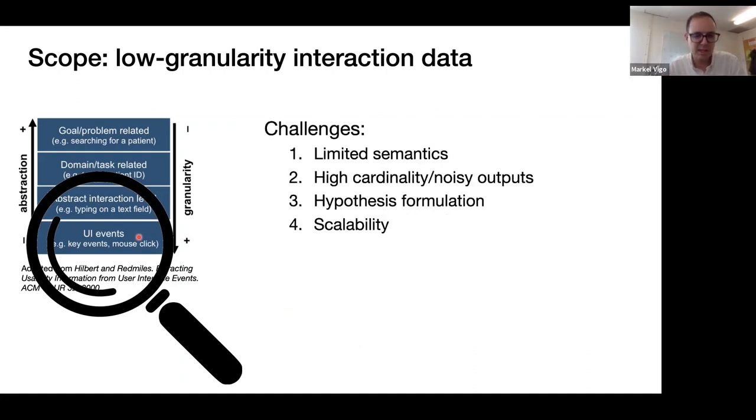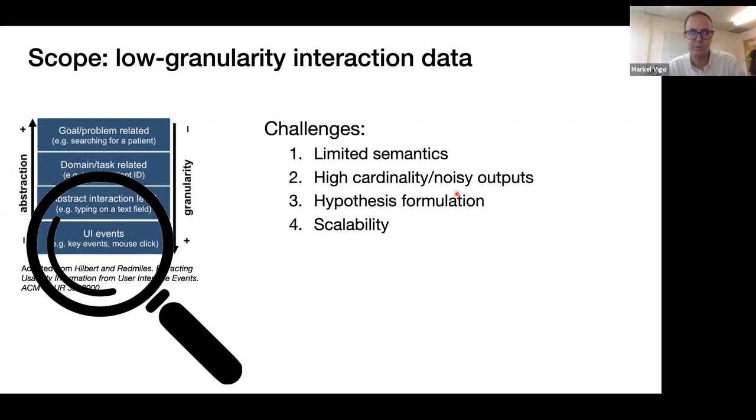So the challenges I mentioned earlier: there's a very limited semantics associated with this kind of data, right? If you have a sequence of scrolls or key typing events, it means very little, right? Unless you do something about it. You generate a lot of noisy outputs, okay? If you scroll down with your mouse, it may generate hundreds or thousands of scroll events that may determine a lot the analysis process later on. If you are following a frequentist approach and you're trying to identify the most frequent patterns, scroll events may determine all the results, right?